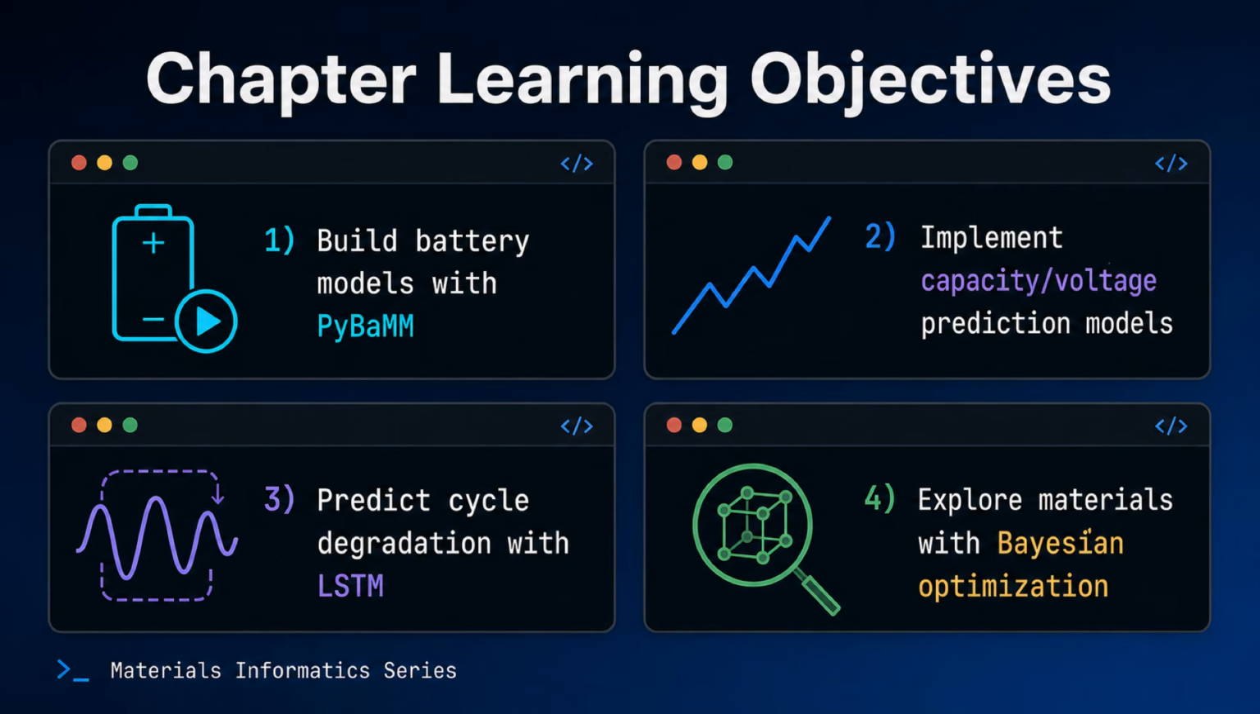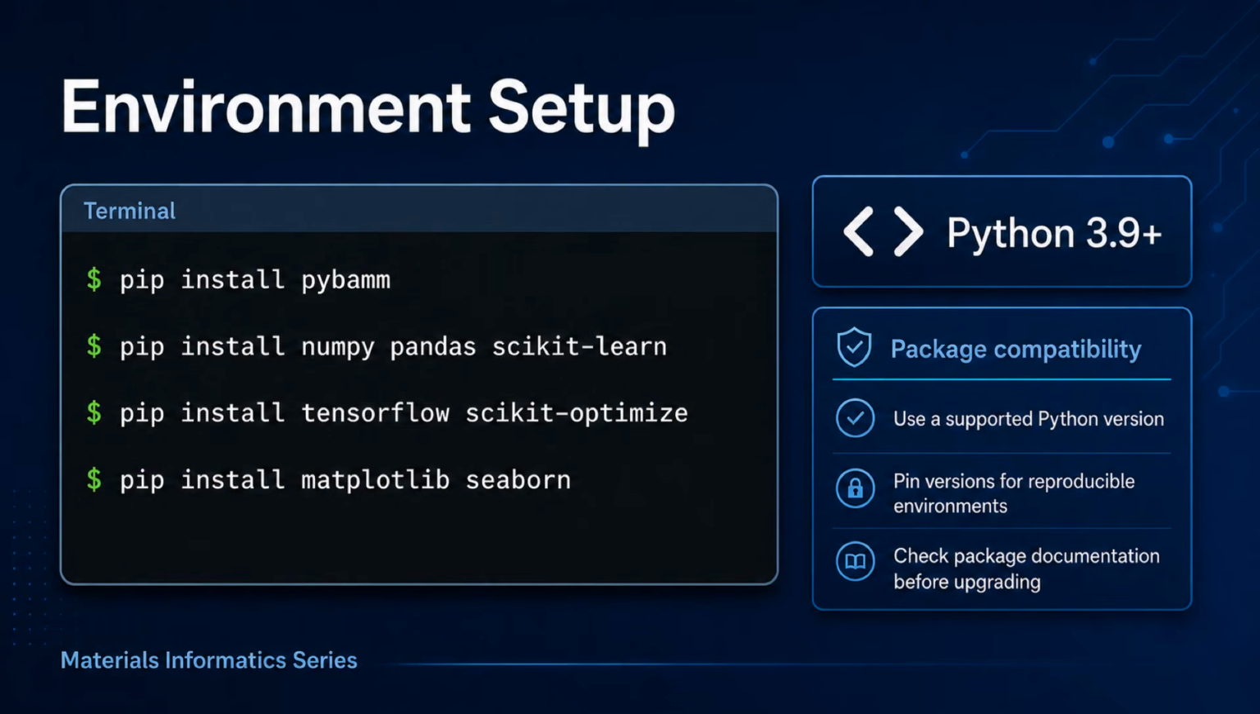Let's start coding. Before we begin, ensure your environment is properly configured. We need Python 3.9 or higher. Install the required packages using pip: PyBaMM for battery simulation, NumPy and Pandas for data handling, scikit-learn for machine learning, TensorFlow for deep learning, scikit-optimize for Bayesian optimization, and Matplotlib with Seaborn for visualization. I recommend creating a virtual environment to avoid conflicts with other projects.